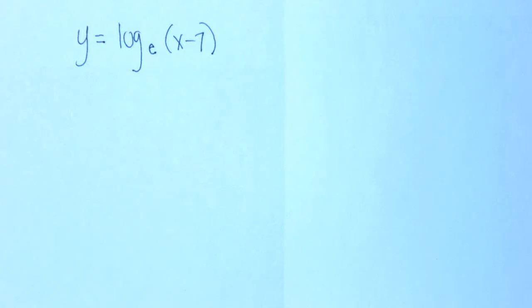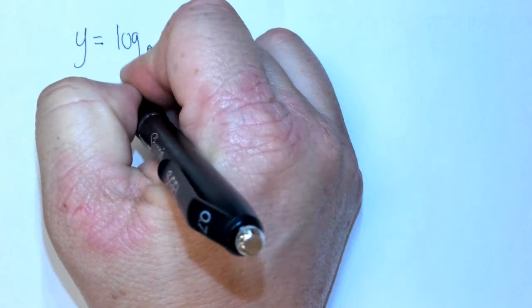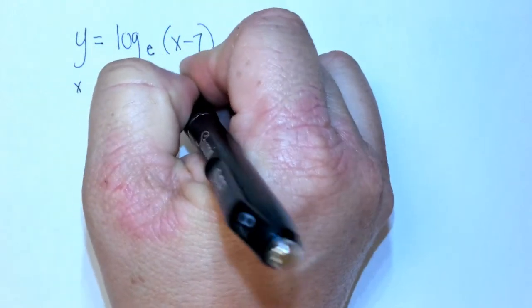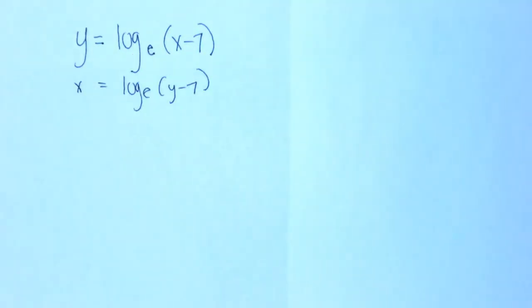In problem number 16, the directions say, what is the inverse? And as a reminder, to find the inverse, we're going to start by switching the x and y. So switch the x and switch the y. Now, what is this e that we see?